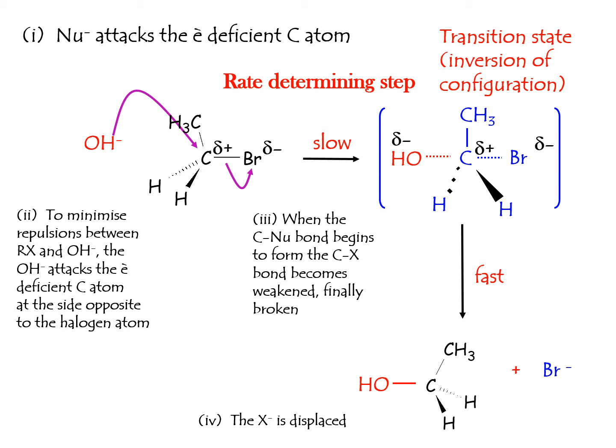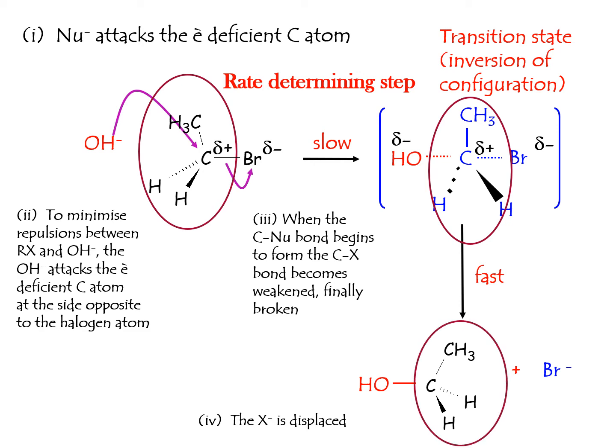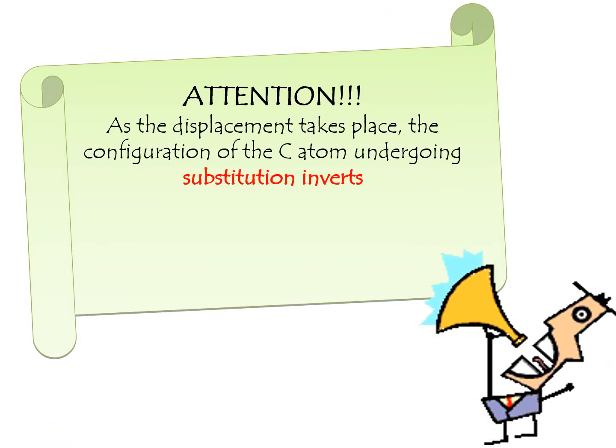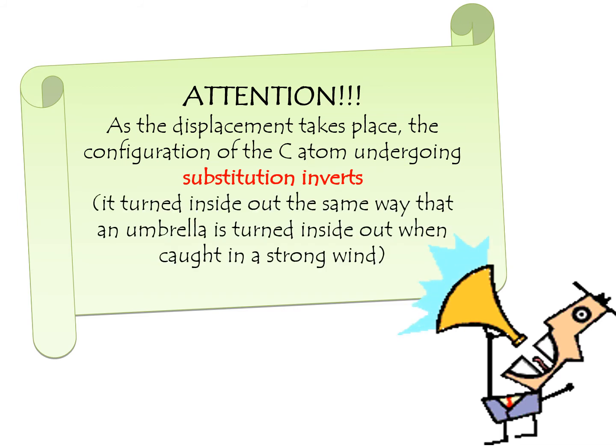Look at the inversion of configuration. Initially, CH3 and the other two hydrogen atoms are projected to the left, but in the transition state, all of the groups of atoms are at the middle of the transition state. And finally, in the product, all of the groups of atoms are projected to the right. As the displacement takes place, the configuration of the carbon atom undergoing substitution inverts. It turns inside out the same way that an umbrella is turned inside out when caught in a strong wind.